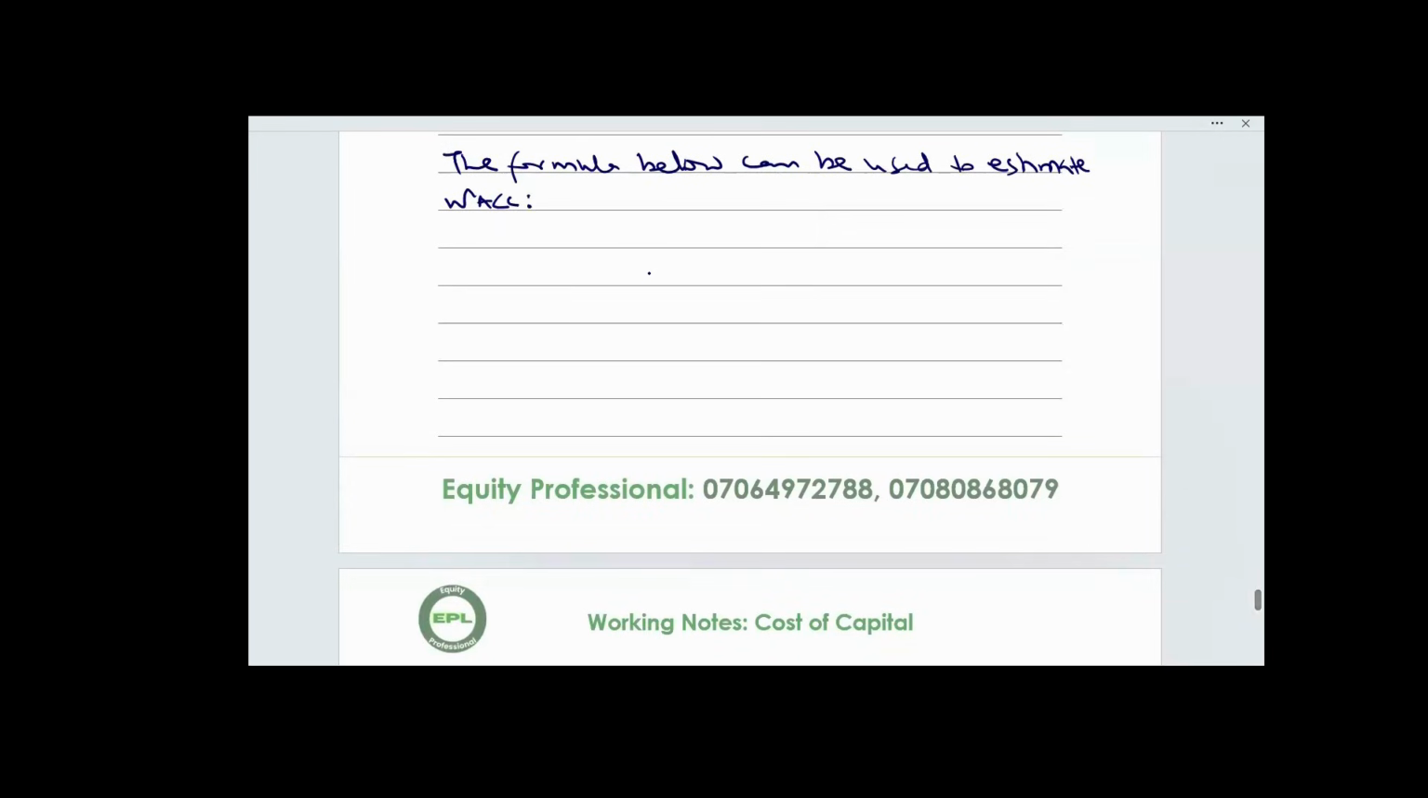If you want to use a formula to calculate WACC, WACC is denoted as KW, equal to equity value over equity plus preference share plus value of debts, multiplied by cost of equity, plus value of preference share over total value, that is equity plus preference plus debt, multiplied by cost of preference share.